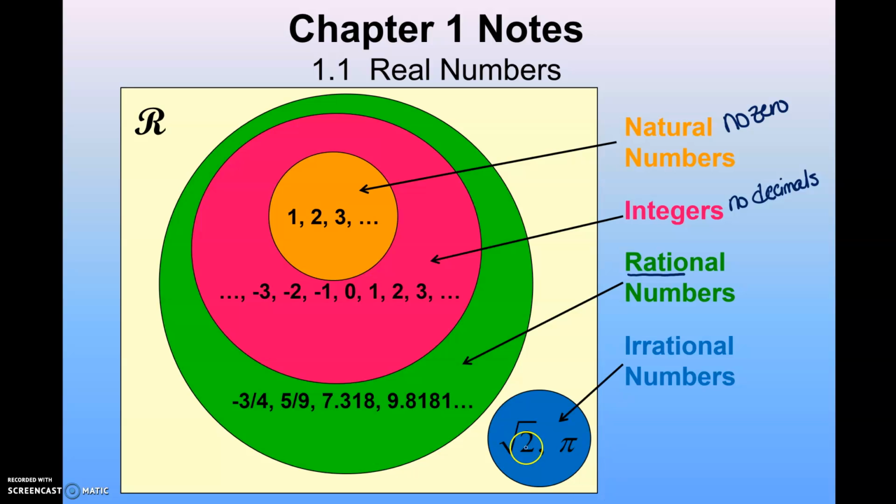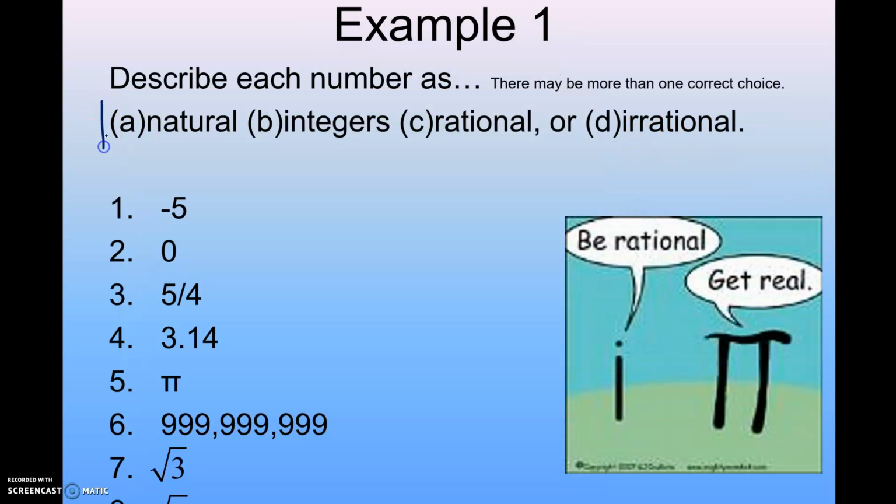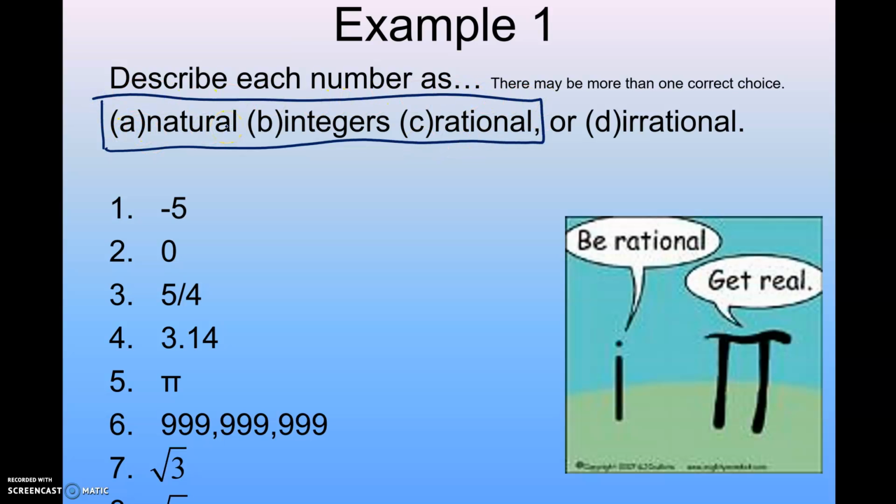Irrational numbers are like the square root of 2 and pi, numbers that are decimals that just keep on going forever and ever with no pattern. Those are irrational numbers. The interesting thing, this big green circle, if you're anywhere in this big green circle, you are a rational number. So 3 is also a rational number. 3 is a natural number, an integer, and a rational number, because 3/1, that's a fraction, so it's a rational number.